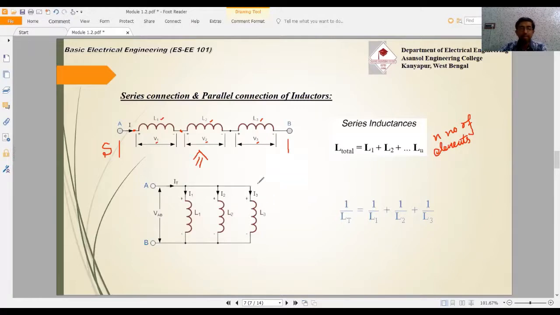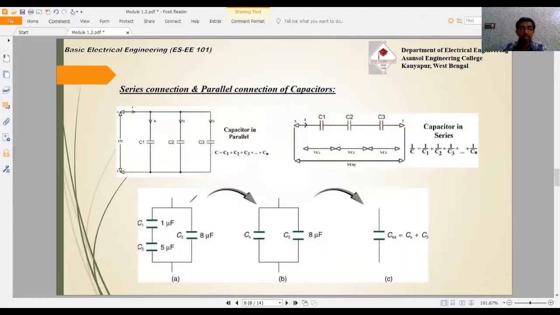Fine. And if all these are connected in parallel, then it will be just similar to those resistors. 1 by LT equals 1 by L1 plus 1 by L2 plus 1 by L3. And if there are n number of inductors, then it will simply go up to 1 by Ln. Okay, clear? Fine. Going to the next slide.